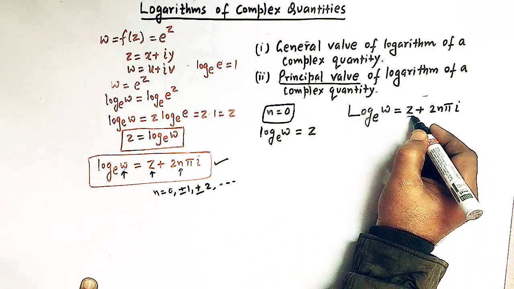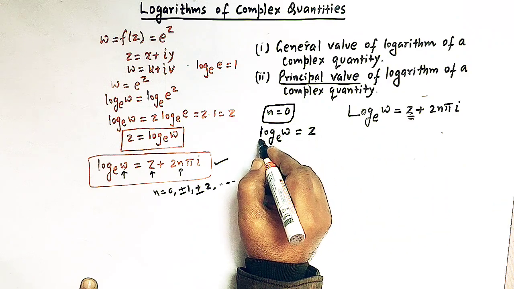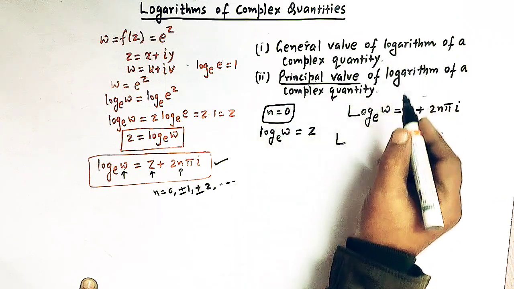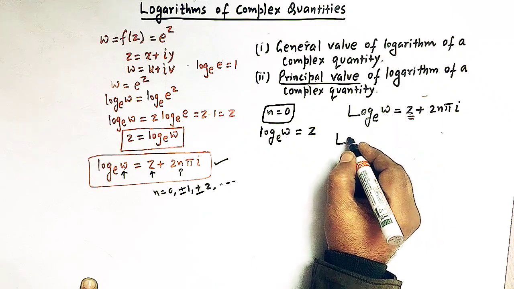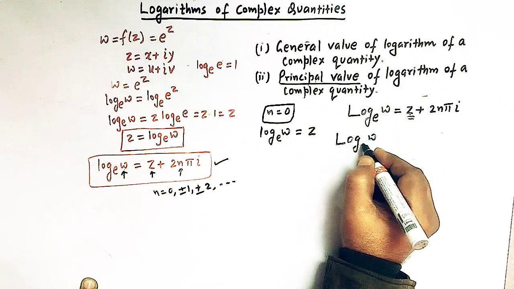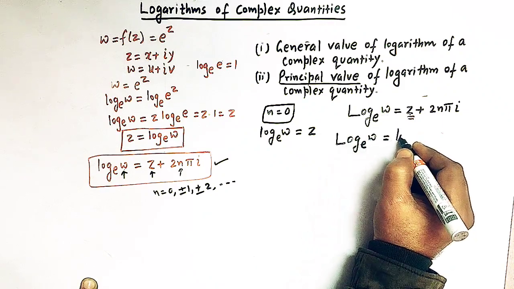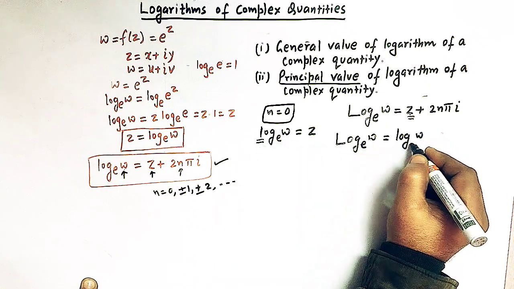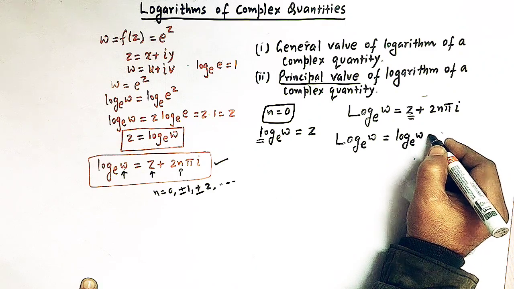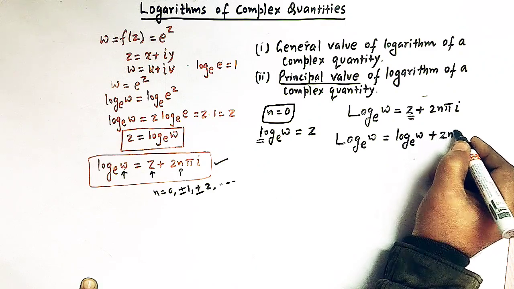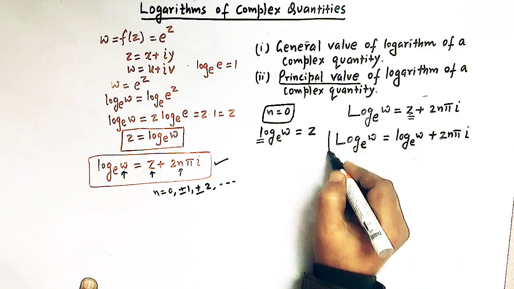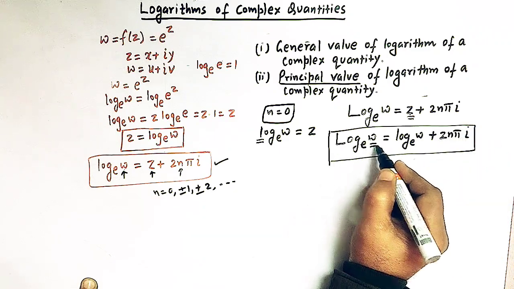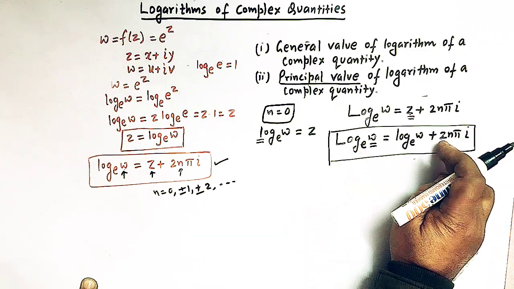So replacing this z by log of w, we can now define the general value of the logarithm of w as log w, and here we have the small l. So we have log w, and here we have the base e, plus 2n pi i. So the general value of the logarithm of a complex quantity w is defined by this equation.